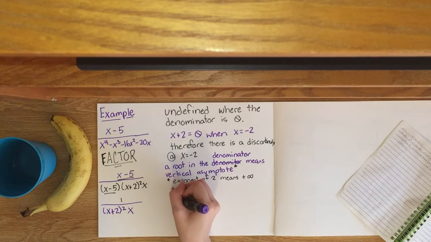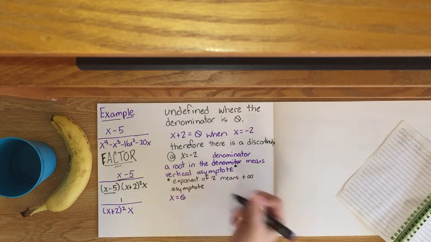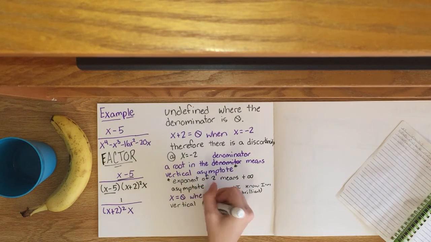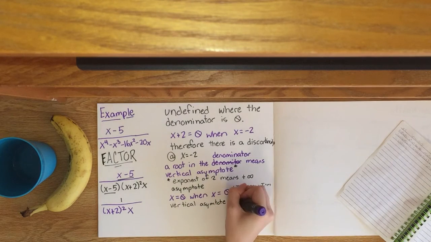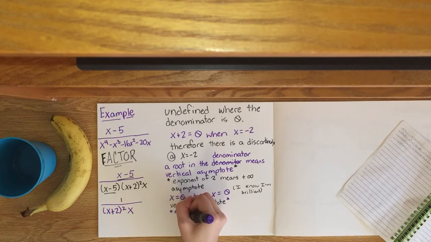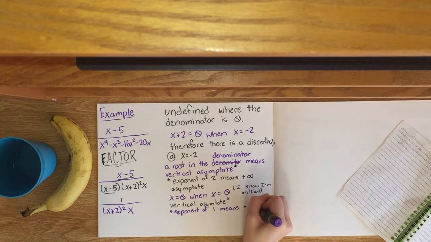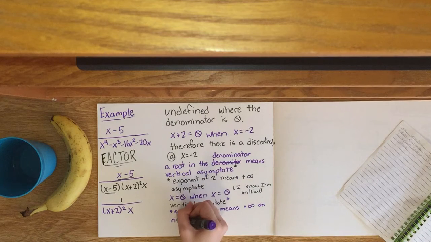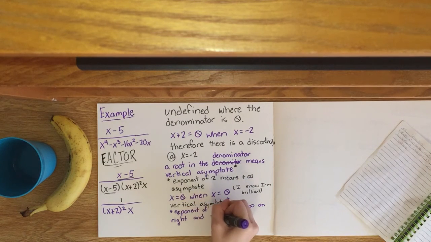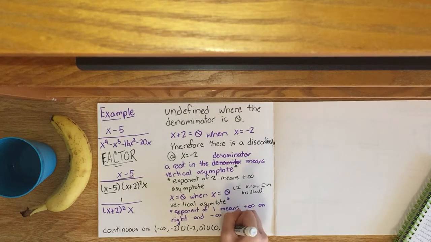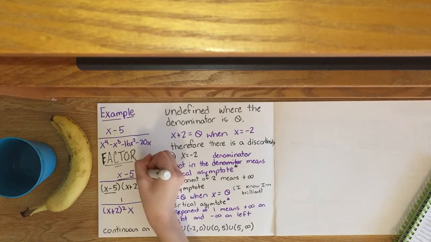So the function is defined from negative infinity to negative 2, then from negative 2 to 0, then from 0 to 5, and then from 5 to infinity. At those exact points, negative 2, 0, and 5, that is where the discontinuities occur. At negative 2, there is a vertical asymptote that goes up to infinity. At 0, there is an undefined vertical asymptote. And at 5, there is a hole.